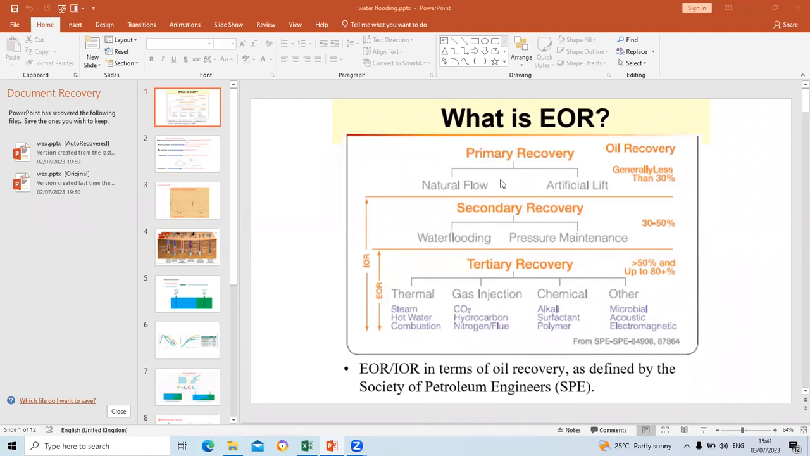Okay, so if a well is put on production, it flows naturally. That's a tendency. But when the energy of the reservoir dies down, there are some mechanisms that can be put in place to re-energize the system.